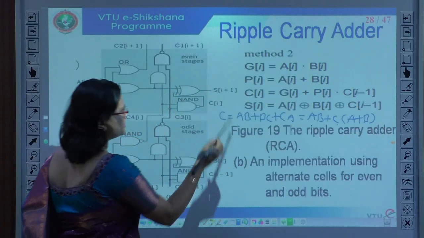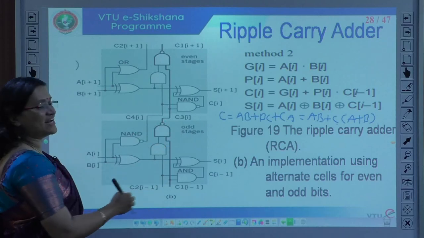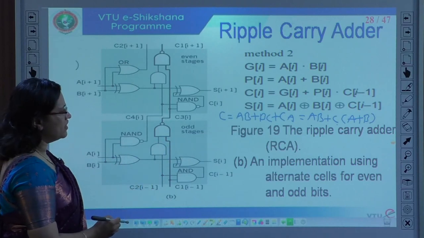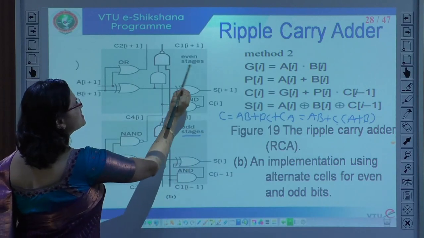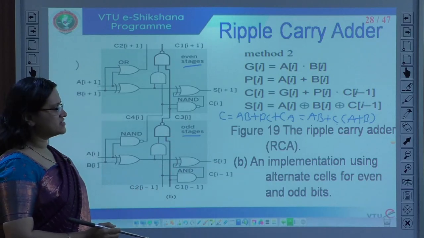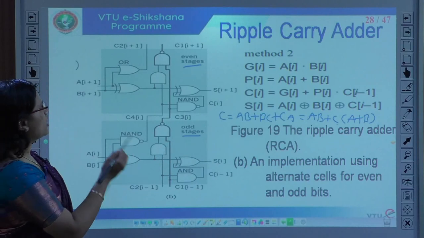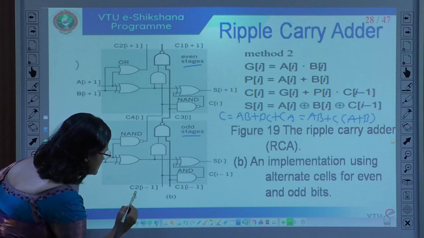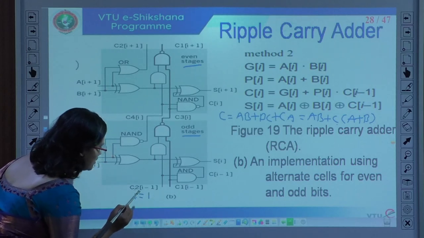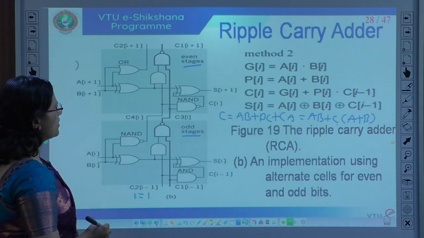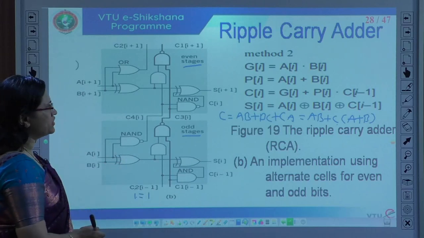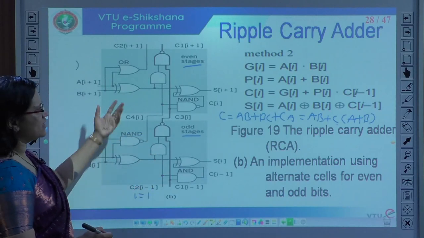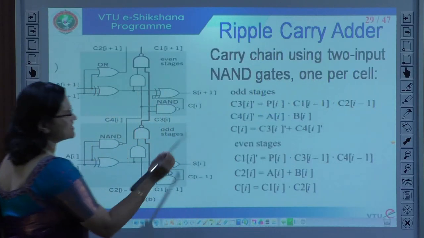If you see method 2, this is another way of realizing the ripple carry adder. It is an alternate method, and we have separated it into odd stages and even stages. Let us see how this is going to work. Assuming i is equal to 1, then in the second stage we assume i is equal to 2. We will be deriving the equations for the odd stages and the even stages. Let us see that in the next slide.